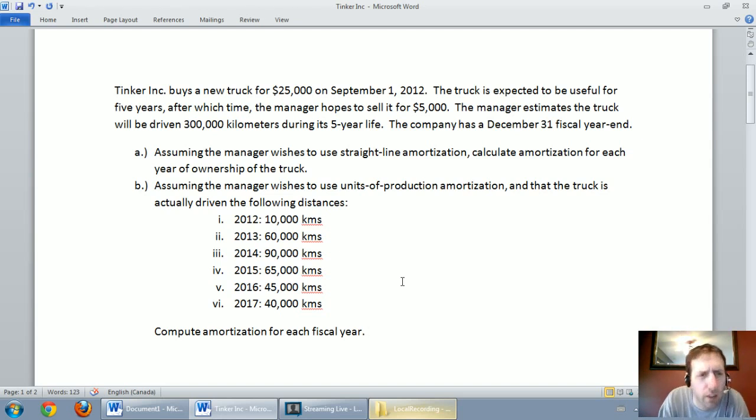So, rereading the question. It says, Tinker Inc. buys a new truck for $25,000 on September 1st, 2012. The truck is expected to be useful for 5 years, after which time the manager hopes to sell it for $5,000. The manager estimates the truck will be driven 300,000 kilometers during its 5-year life. The company has a December 31st fiscal year end, and then it says, assuming the manager wishes to use the units of production amortization method, and that the truck is actually driven the following distances, compute amortization for each fiscal year. All right, that's just what we're going to do.